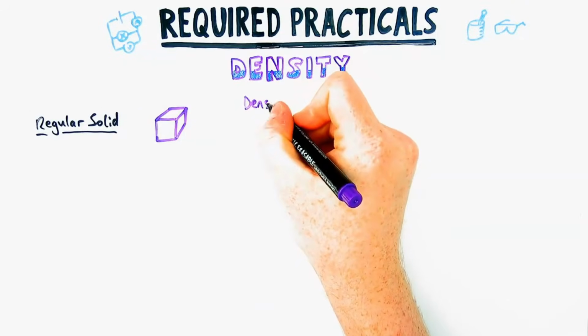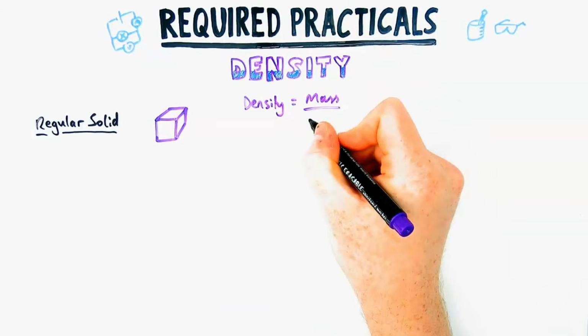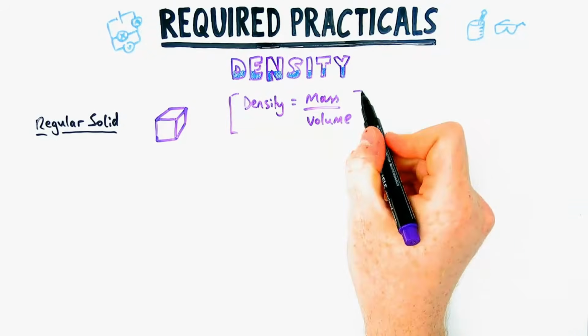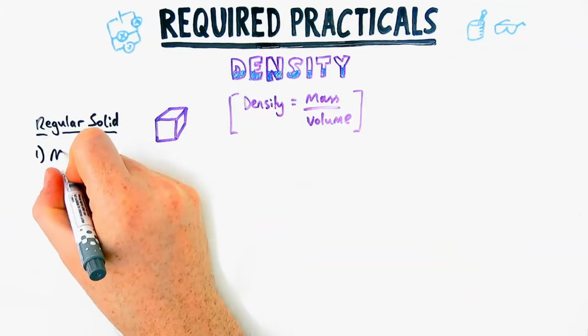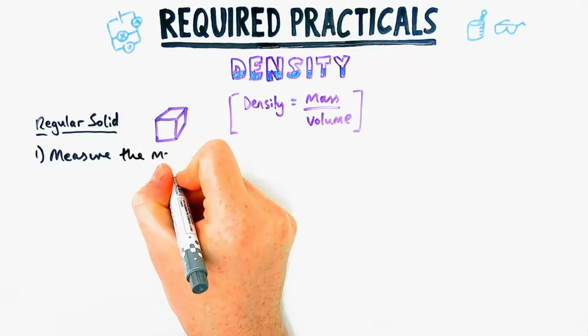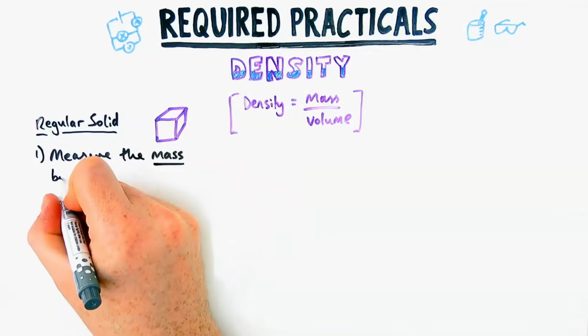Density is defined as the mass divided by the volume. So all we need to do for this practical is measure those two things practically, and then we've got an answer for our density. So let's look at a regular solid first. That will be a cuboid or a cylinder, but realistically it's going to be a cube or a cuboid.